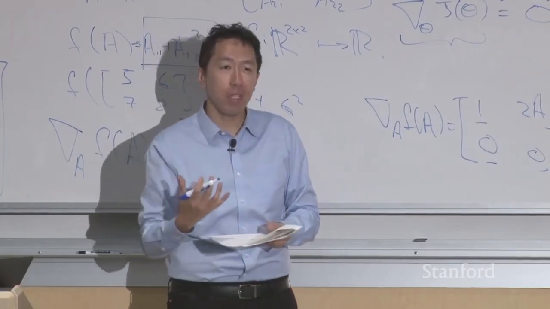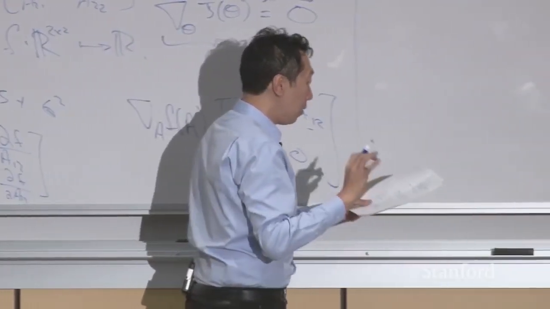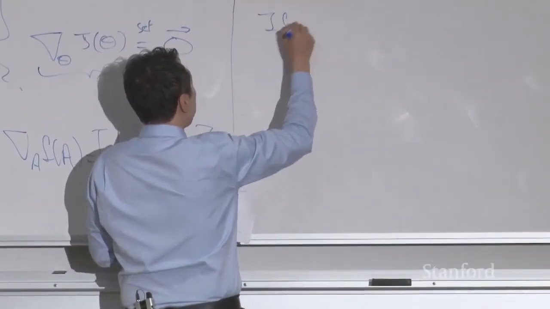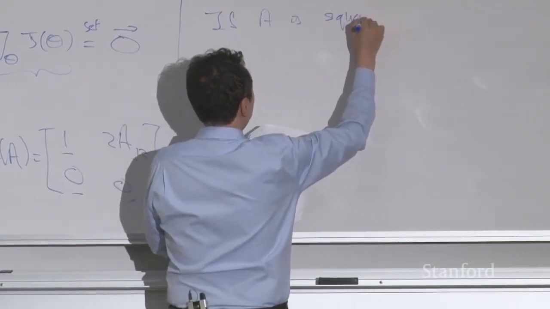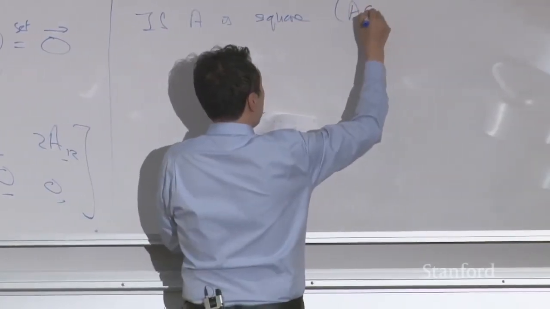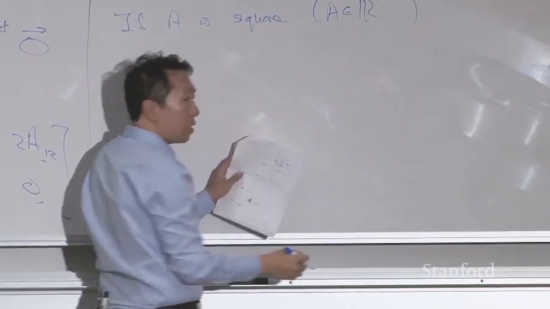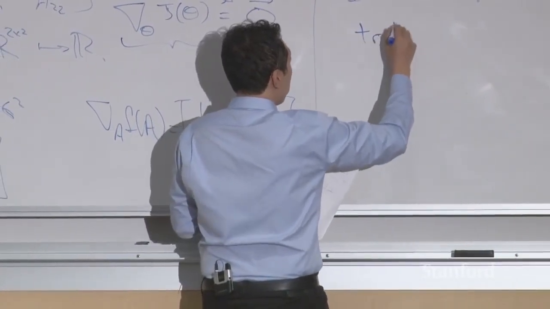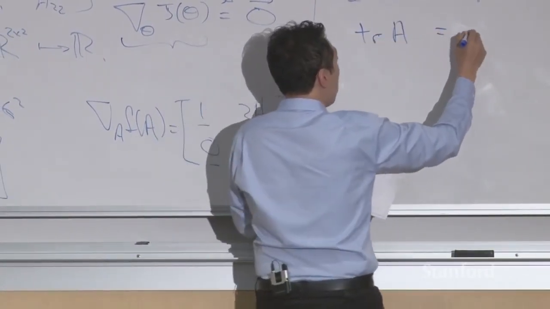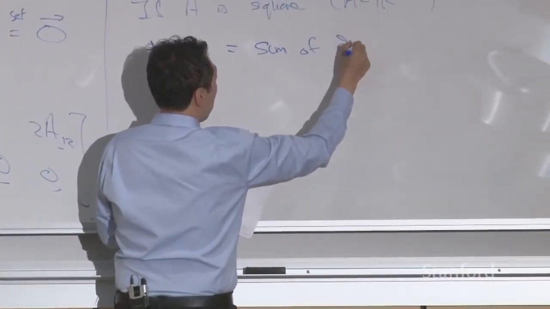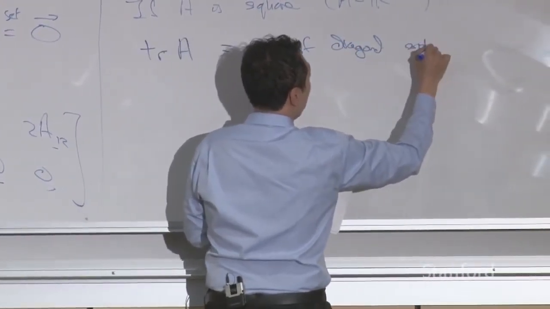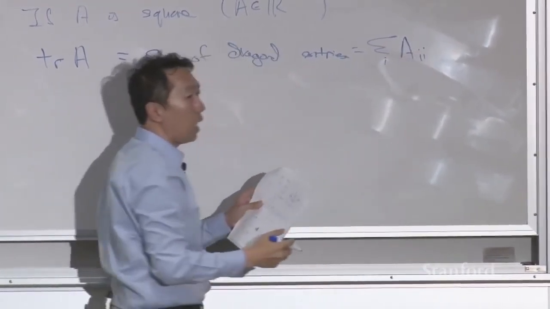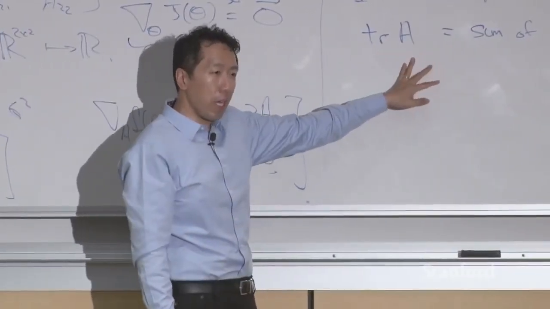So to help you understand the lecture notes when hopefully you take a look at them, just a couple other definitions. If A is a square matrix, so let's say A is an n by n matrix, so number of rows equals number of columns, I'm going to denote the trace of A to be equal to the sum of the diagonal entries, right, so the sum over i of A_ii. And this is pronounced the trace of A.